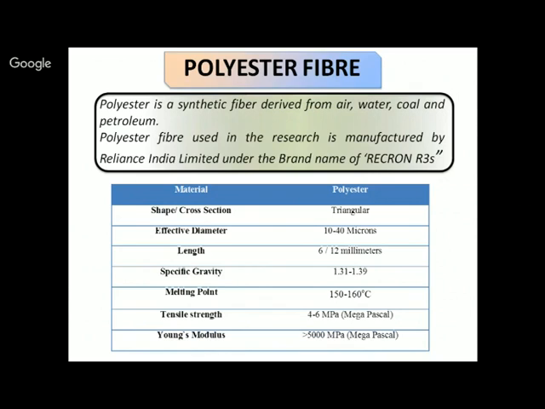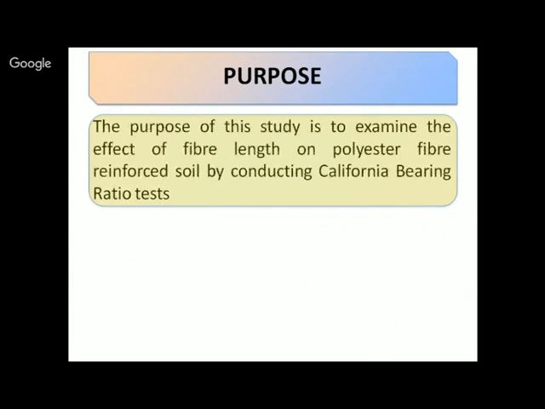Specific gravity is 1.31 to 1.39, melting point 150 degrees Celsius, tensile strength 4.6 MPa, and Young's modulus is greater than 5000 MPa. The purpose of this research is to examine the effect of fiber length on polyester fiber reinforced soil by conducting California bearing ratio tests. So first I would like to come to what are the main elements in this research: the independent variables, dependent variables and extraneous variables.